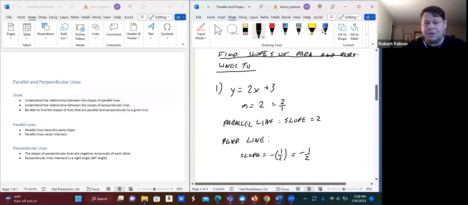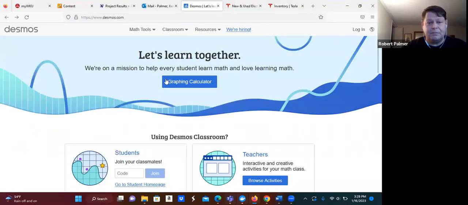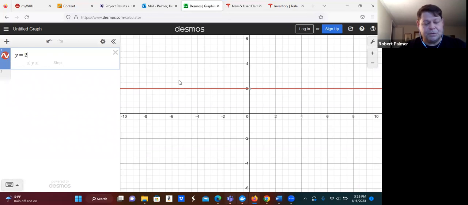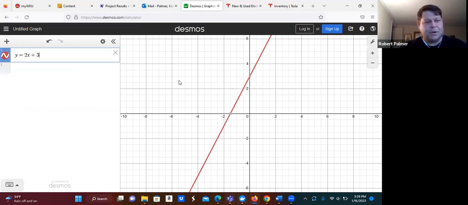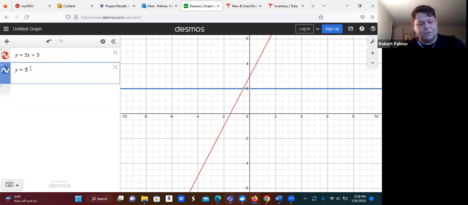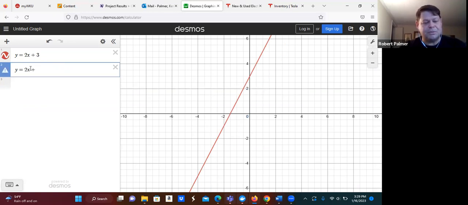Let's double check. The original line is y equals 2x plus 3. On Desmos, desmos.com, let's graph the first line, y equals 2x plus 3. Okay, so there's our original line. Now let's do something down here. Let's do y equals 2x plus t. I can do this, right?